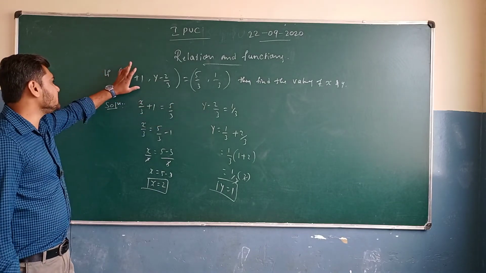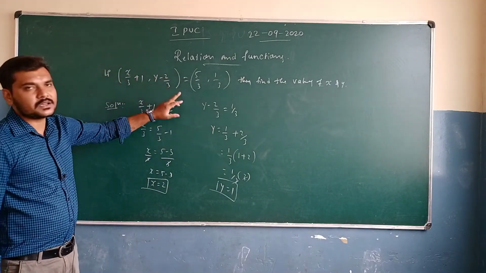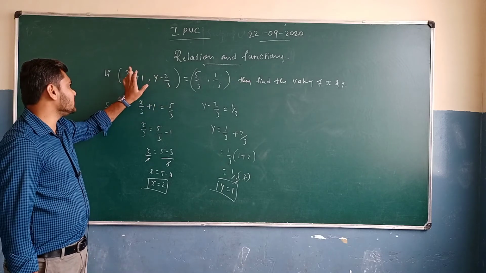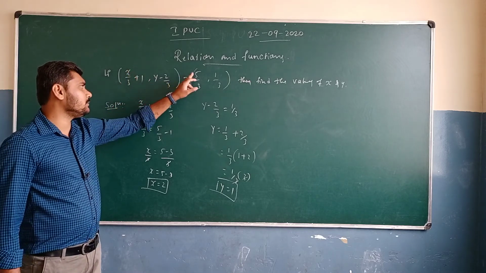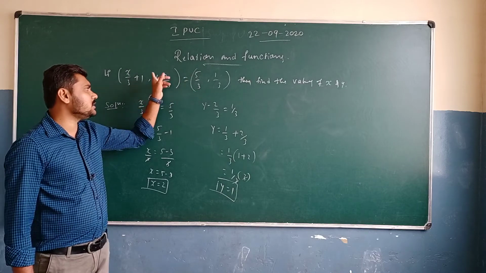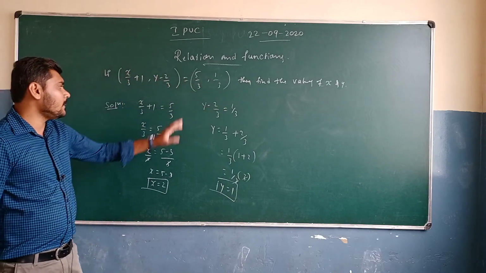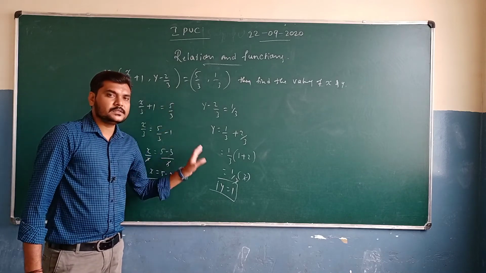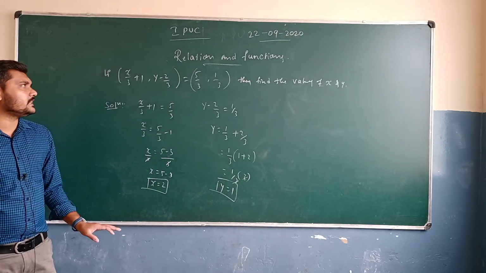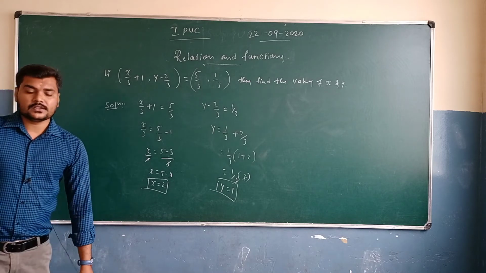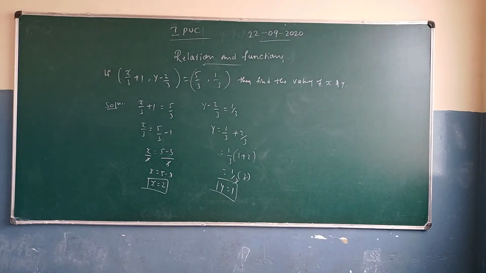Because here the corresponding elements are going to be equal. Here x/3 + 1 is going to be equal to 5/3 and y - 2/3 is going to be equal to 1/3. So x is going to be 2 and y is going to be 1. Okay. So this is the problem related to the equality of what? Equality of an ordered pair. So just pause the video to note it down.